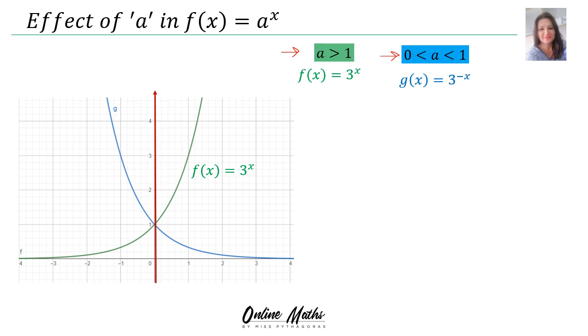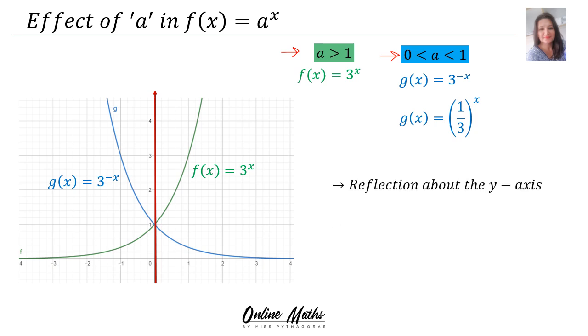Now when you look at g of x, you find g of x is 3 to the negative x. And that thing with a positive exponent is the same as g of x is a third to the power positive x. And that is the blue graph. So you can see there's your graph, g of x is 3 to the negative x. So what happened? There was a reflection about the y-axis. And the x-axis is still the asymptote.